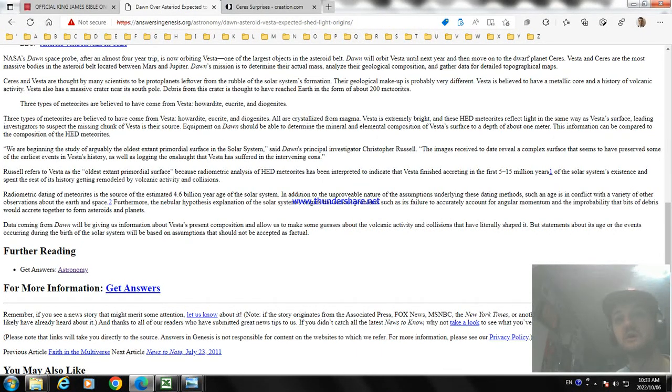Data coming from Dawn, giving information about Vesta's present composition, allow us to make some guesses about volcanic activity and collisions, but statements about older events, the birth of our solar system, are based on assumptions and should not be accepted as fact.